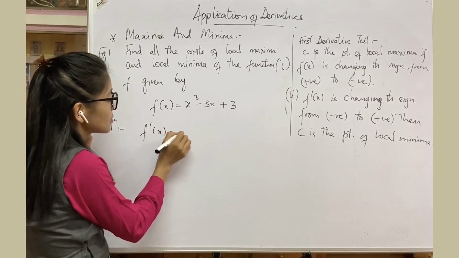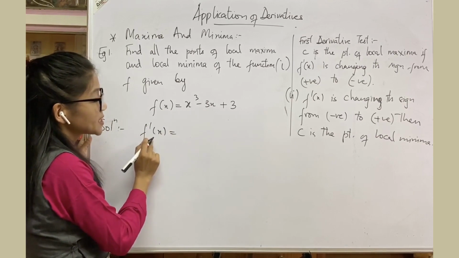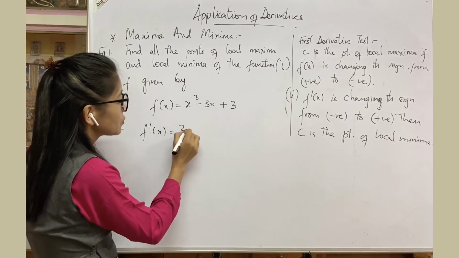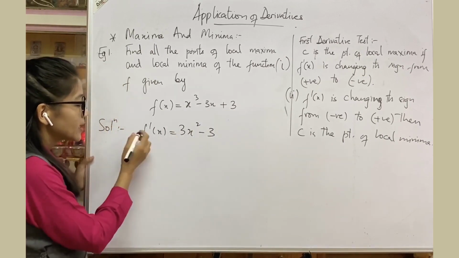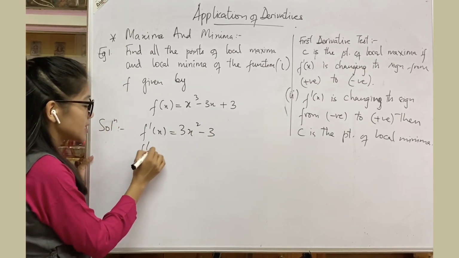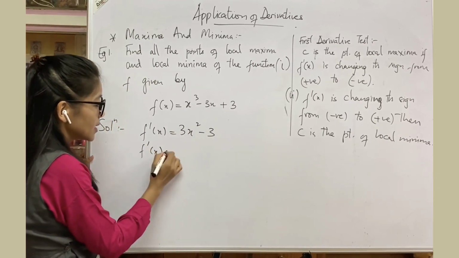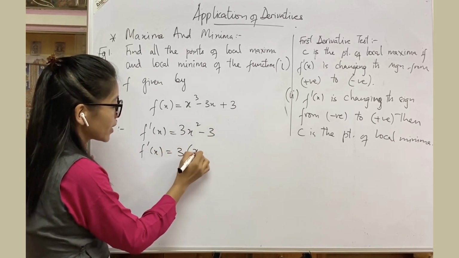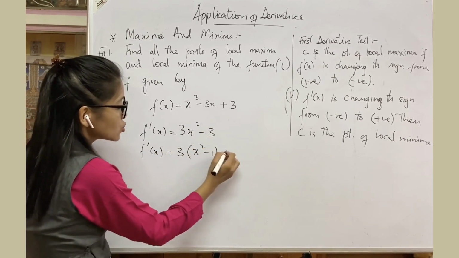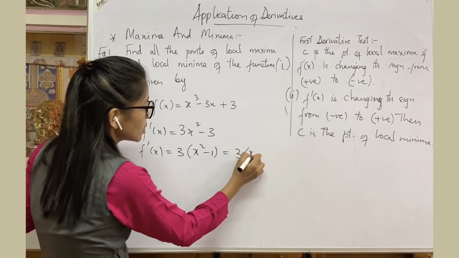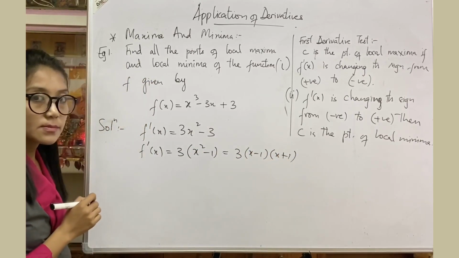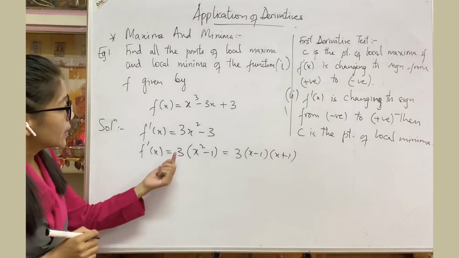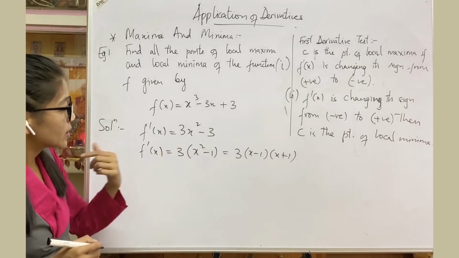So you will find this. f(x) is given as this, so you find f dash x, and that will be 3x squared minus 3 plus 0, right? So we have f dash x is equal to 3 into (x squared minus 1). So this you can write as 3 into (x minus 1)(x plus 1). So you can do this.